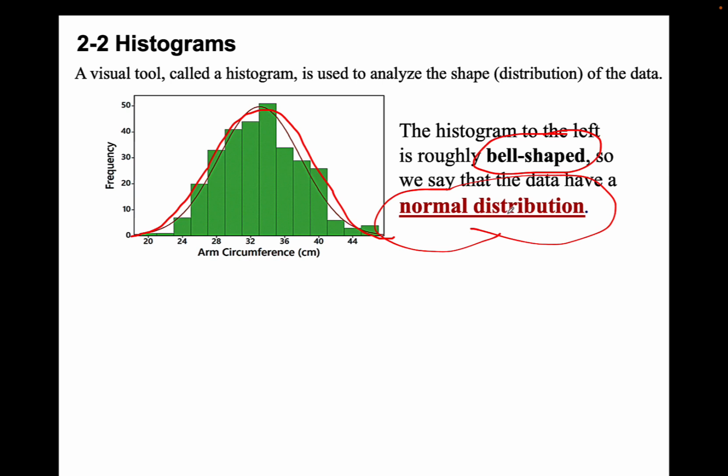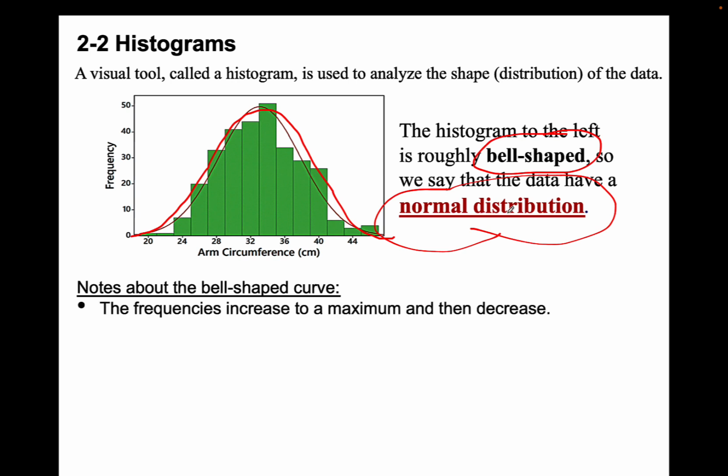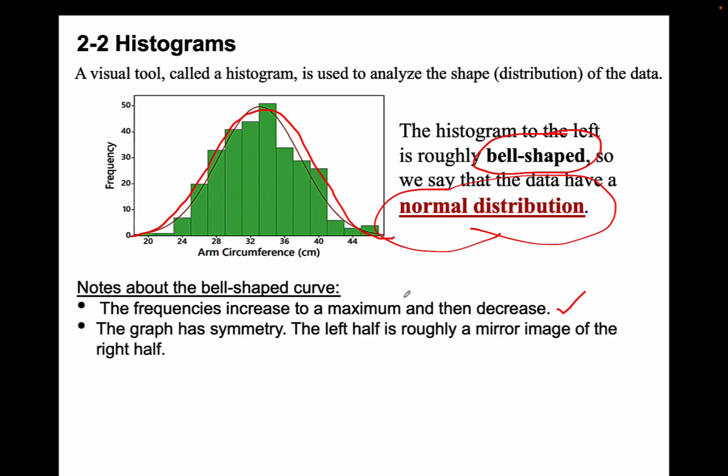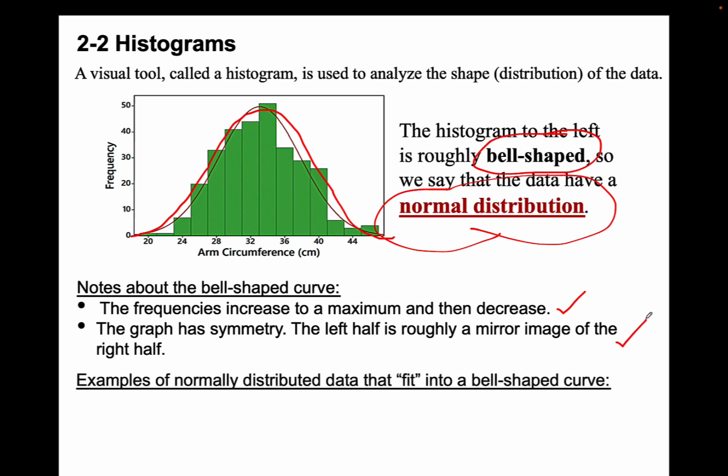Bell-shaped normal distribution, okay? Bell-shaped normal distribution. Remember that. All right, some of those features that I was rambling about are written here for us more nicely. The frequencies increase to a maximum and then decrease. That is one characteristic of the normal distribution or bell-shaped curve. The graph has symmetry. The left half is roughly a mirror image of the right half. Another characteristic of the bell-shaped curve.